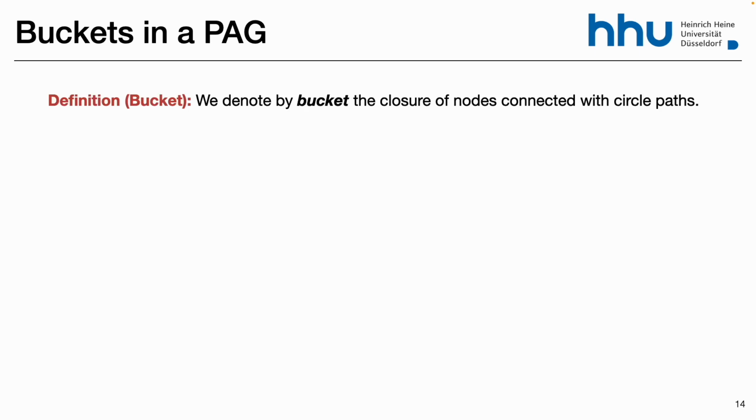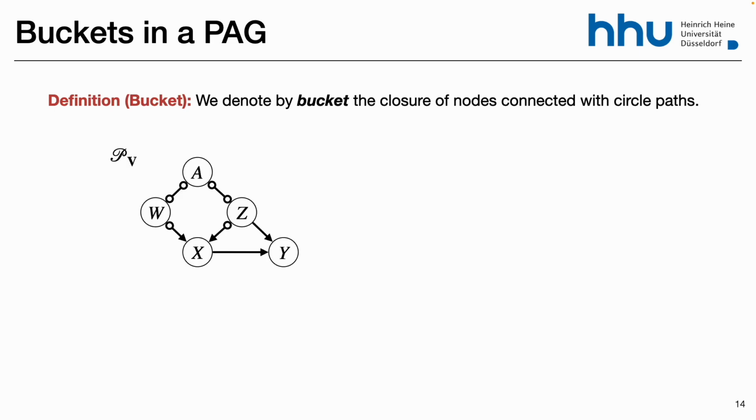So we call these components buckets. Let's define buckets here. A bucket is just a closure of nodes. It's just a set of nodes that are all connected with circle paths. So just variables that are connected by circle edges. In this example, which variables are connected by circle here? You get, for example, A has W connected by a circle edge, and also Z connected by a circle edge. So these three variables form a bucket.